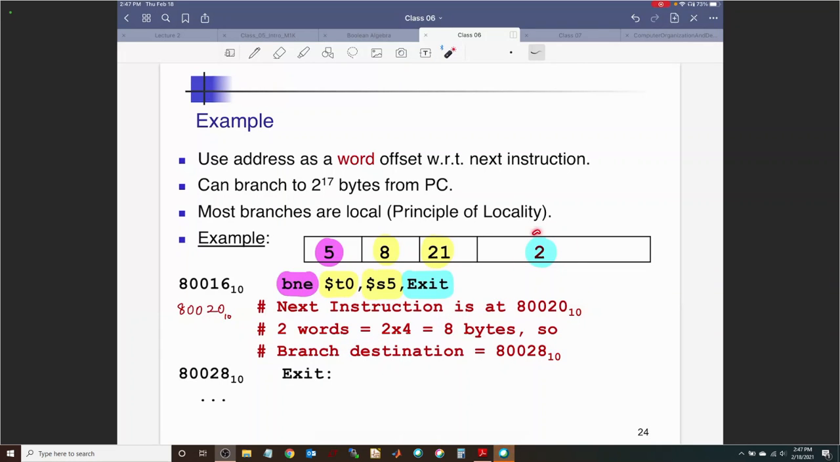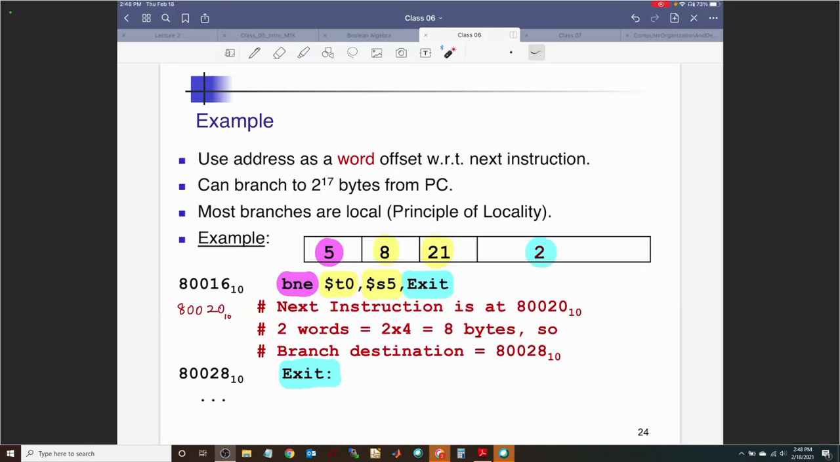But 2 words cannot be just added directly. I need to convert that into bytes. So 2 words effectively is 8 bytes. So I'm going to add that to my PC plus 4. I'm going to get my branch destination as 80028, and that's exactly where I would jump. So this label of exit essentially is referring to an address in memory which we computed as 80028, given this is 2 words, right? So, there is nothing in memory called exit.